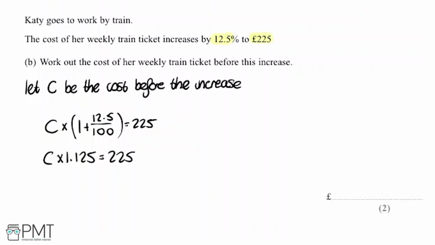Then if I divide both sides by 1.125, we're left with C on the left hand side. And that's going to equal 200. And that's the answer to the question. Before the increase, the cost of the train ticket was £200. So you get 1 mark here for your working out, so for dividing 225 by 1.125, then you get the second mark for the correct answer of 200.